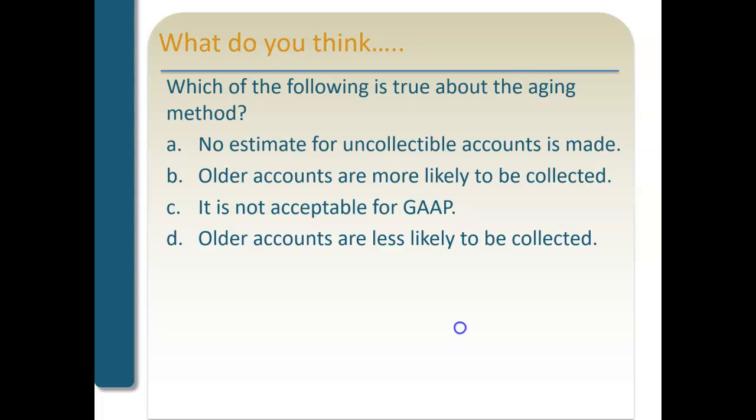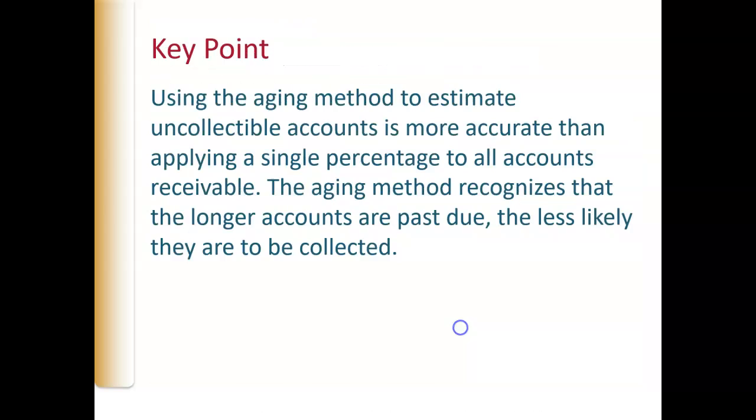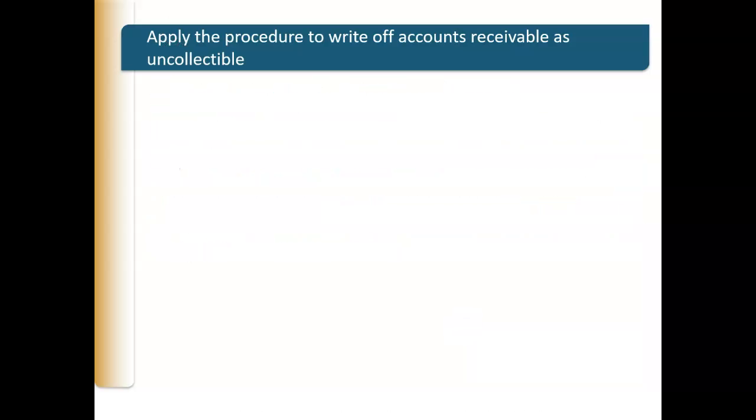D. Older accounts are less likely to get collected. So now, we set this up at the beginning of the period. So when actual accounts in the future aren't collectible, it's not going to change our revenues and our assets in that current period.